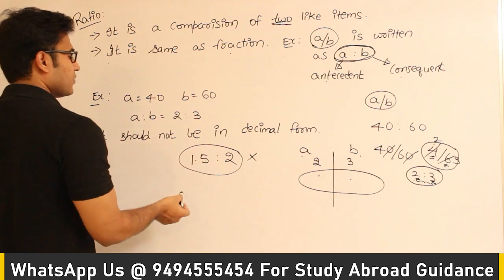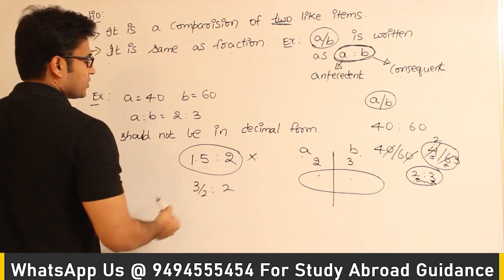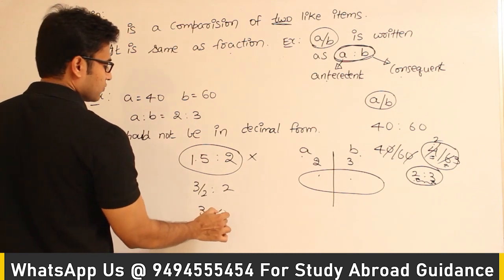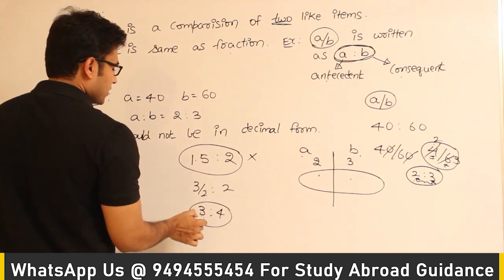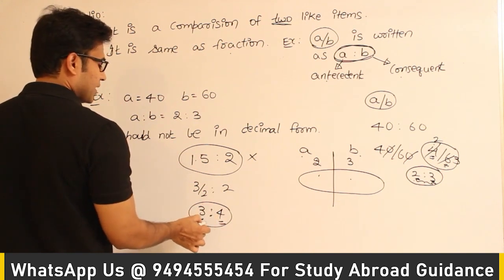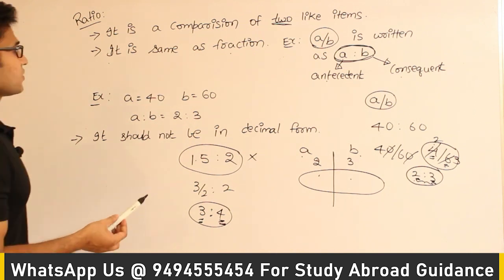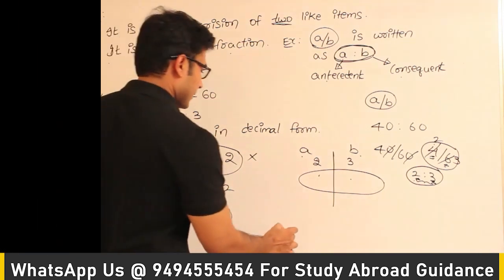So how can I convert it? You can write it as 3 by 2 is to 2 and multiply both sides with 2. Then you are going to get 3 is to 4, right? What does it mean? The total amount is 7 parts, and the first is having 3 parts and the second one is having 4 parts. We shall see some questions on it, then you will understand it better.